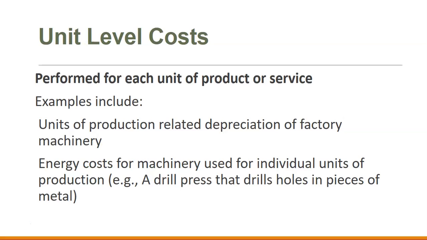When we're looking at unit level costs, those are the costs that are performed for each unit of product or service. This could be related to units of production related to depreciation of factory machinery. How many units do we produce in a machine? Energy costs for machinery used for individual units of production. We might have machines that are only used for specific products.